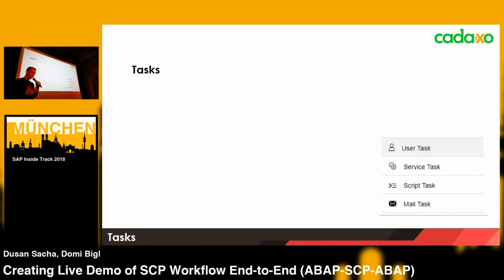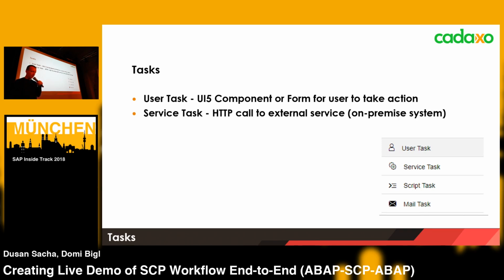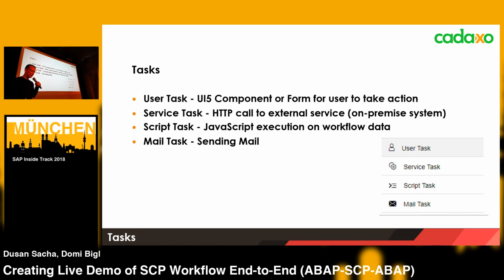Within the workflow designer, we can use different tasks. We have user task. User task is typically a UI5 component or form for users to take actions in the workflow. We also can have an item called service task. Service task is typically used for an HTTP call to an external service, for example, an on-premise system. We can use a script task. It's an execution of JavaScript code on workflow data. And we can also do a mail task, typically sending a mail.